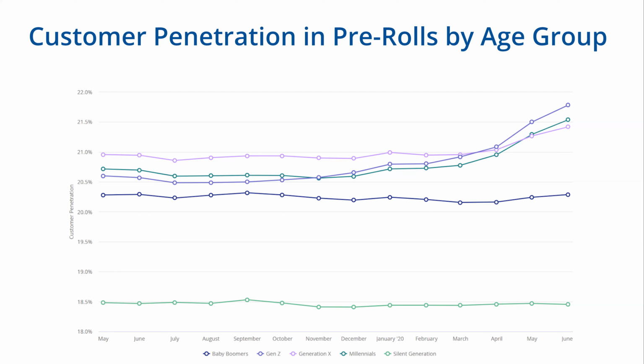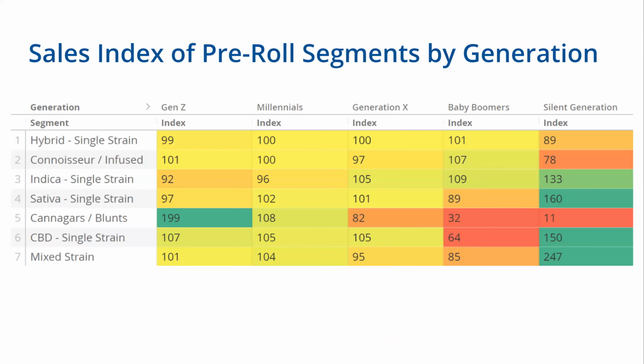So one plausible explanation for the growing penetration in recent months among young age groups is fear, or in this case, lack thereof, of COVID in different age groups. So younger generations are the least likely to suffer severe complications from a respiratory disease like COVID, and are therefore less likely to deviate from an inhalable category like pre-rolls, which would explain the continued growth in customer penetration shown above. So now that we have an understanding of general pre-roll sales trends over time, both in terms of sales and customer demographics, let's dig into the segments within the pre-rolls that customers are purchasing. Next slide, please.